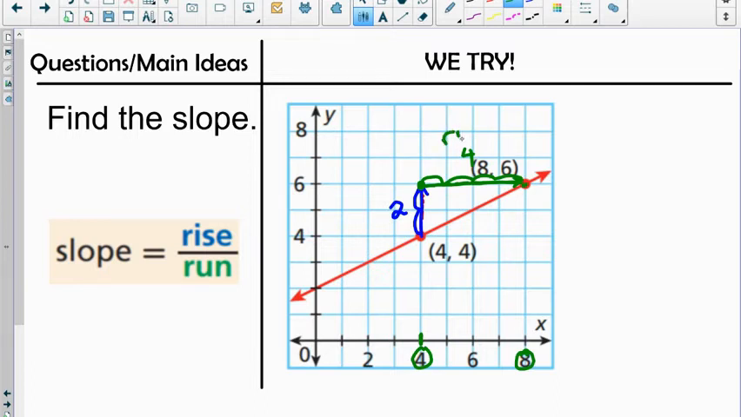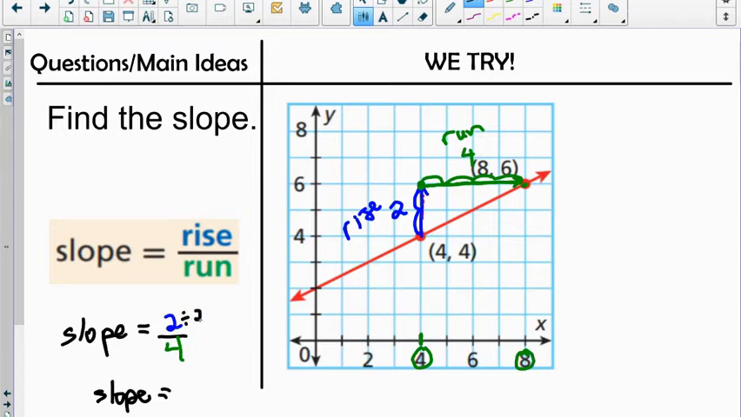The rise is 2, the run is 4. So when we write this out using our slope formula, the slope of this line has a rise of 2 and a run of 4. Now we can actually simplify this because 2/4 is a fraction with a common divisor. We can divide both numbers by 2 and it reduces to 1/2. The slope of this line is 1/2.